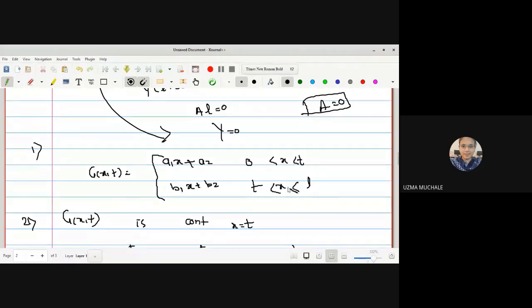So for G1 and G2 in the provided intervals, G1, which is a1x plus a2, is given in the interval 0 to t. So we are going to see whatever boundary conditions are given to us. What are the boundary conditions? y of 0 is 0 and y of L is equal to 0. This y of 0 equal to 0 comes in the first interval, and y of L equal to 0, this L comes in the second interval. So that's why we are saying that G1 must satisfy the first boundary condition, G2 must satisfy the second boundary condition. Are you getting it?